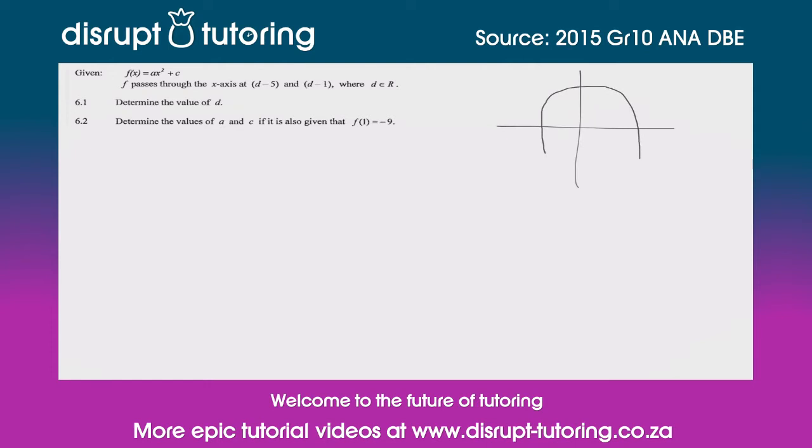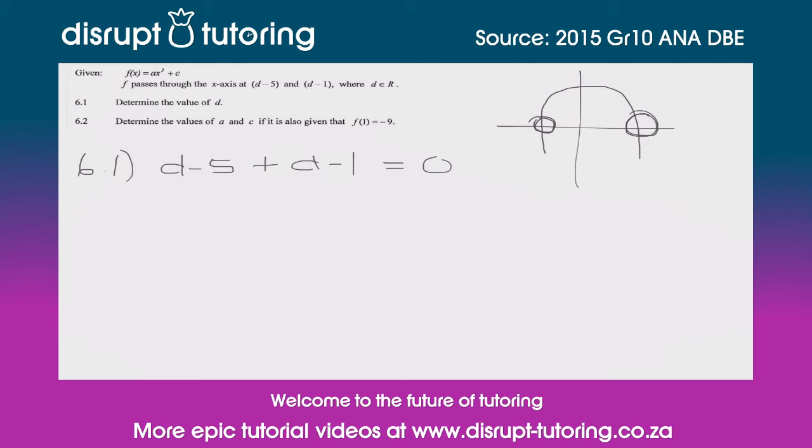Okay, and what's interesting about that is I know that the cut of the x-axis here is going to be the negative of the cut of the x-axis over here. So that's really important. That means if I add up this x-intercept with this x-intercept, the two added together is going to give me 0. And that is the starting point for question 6.1. So 6.1 is going to be d minus 5, which is our x-intercept on this side, and we're going to add that with d minus 1, which is this x-intercept on the right-hand side, and we know the sum of those is going to give us 0.